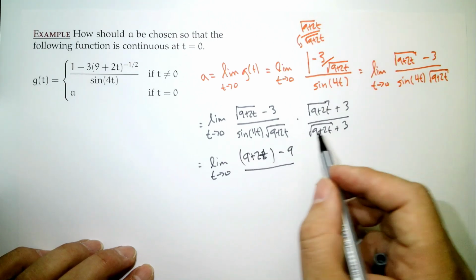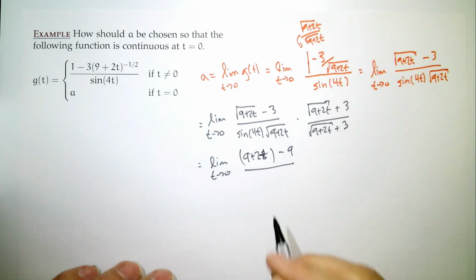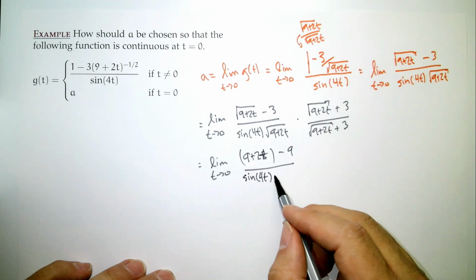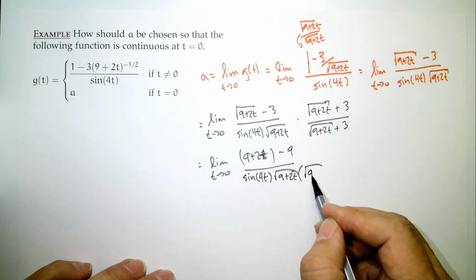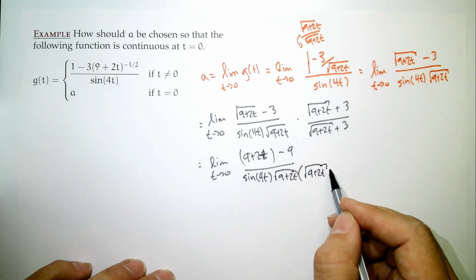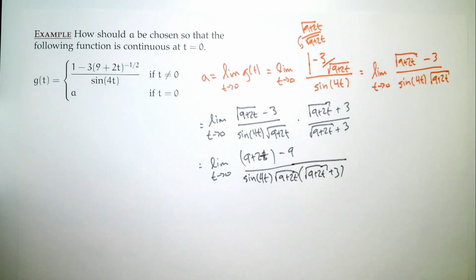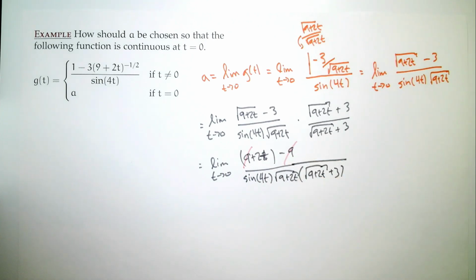And downstairs, don't multiply it out. On the part that the conjugate's being useful for, yes, multiply it out. On the part that it's not useful for, don't multiply it out. Leave it as it is. Okay, sine of 4t, the square root of 9 plus 2t, and that square root of 9 plus 2t plus 3. Great. Now, from here, we're like, hey, good news. The 9s cancel out. So we're making some progress.